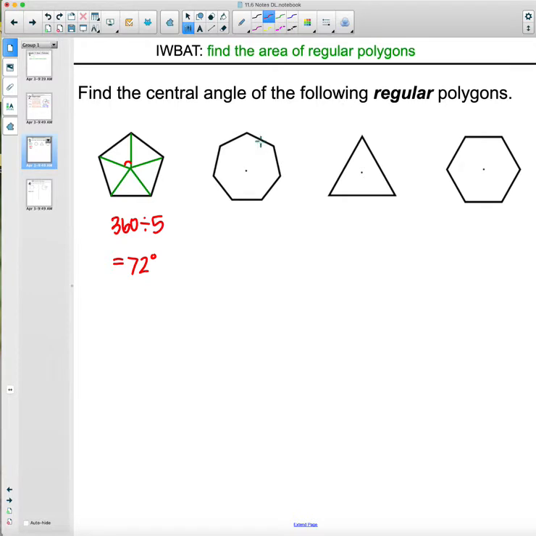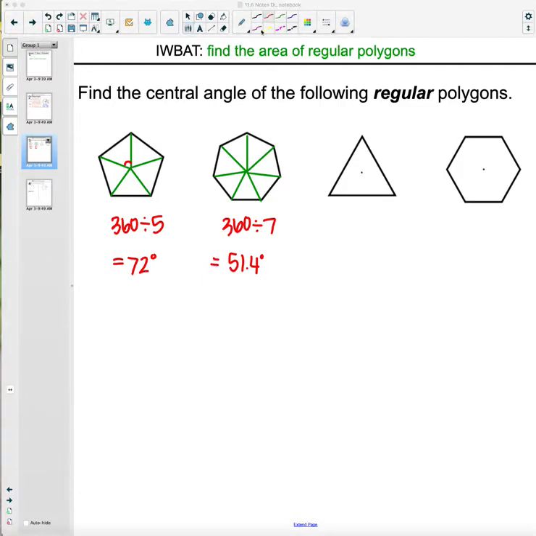For this next shape, let's count the sides. We've got 1, 2, 3, 4, 5, 6, 7. So this is a septagon. Again, you could draw in all of these radii here, and you'd end up with 7 central angles, same as the number of sides. So to figure out a central angle here, we would do 360 divided by 7. And that would get us our central angle measure of 51.4 degrees.